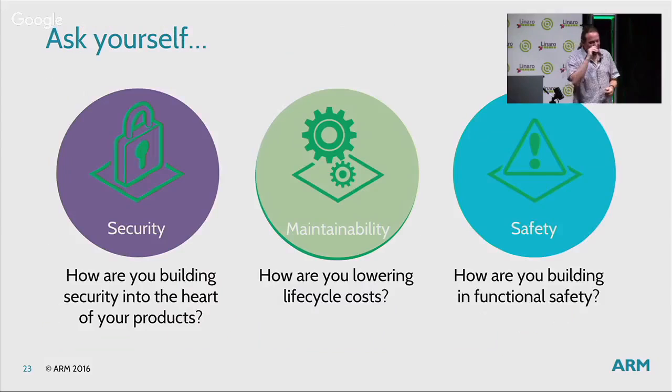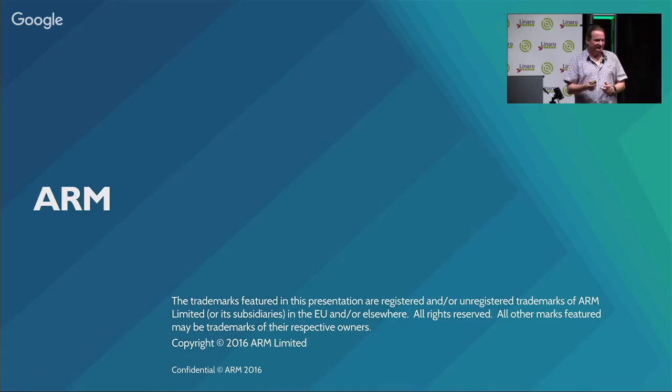But what I want everybody in this room to think about is how they would answer these questions. How are we building in security to the heart of the products that we're working on? And that's something that George has already mentioned here. How are we lowering our product lifecycle costs? Key here is using maintainable software. And how are you addressing the growing needs of functional safety? That's why we've started talking about the new Cortex-R V8R announcements. And that's it from me. Thank you very much.